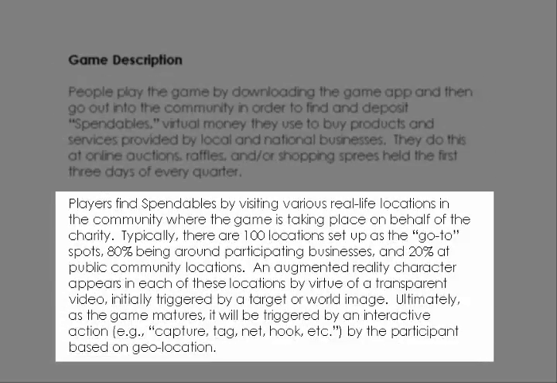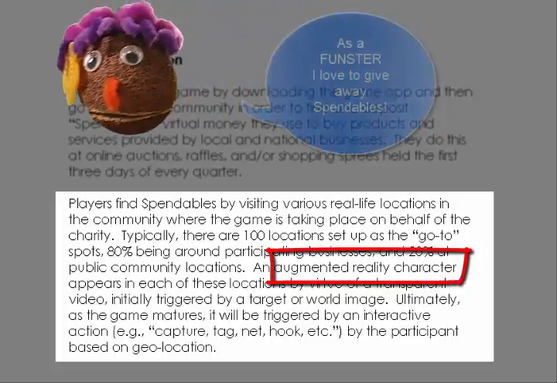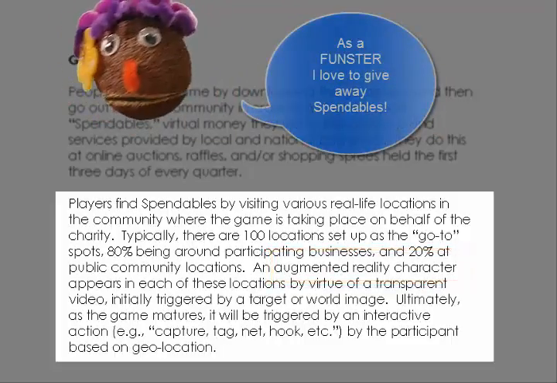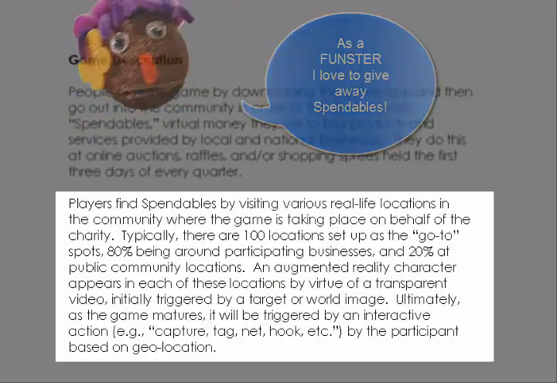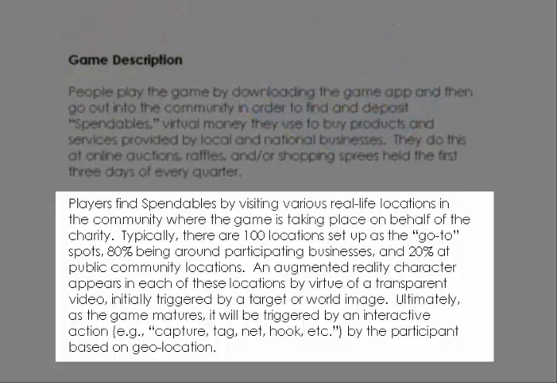Players find spendables by visiting various real-life locations in the community where the game is taking place on behalf of the charity. Typically, there are 100 locations set up as the go-to spots, 80% being around participating businesses and 20% at public community locations. An augmented reality character appears in each of these locations by virtue of a transparent video initially triggered by a target or world image. Ultimately, as the game matures, it will be triggered by an interactive action, a capture, a tag, a net, a hook, by the participant based on geolocation.